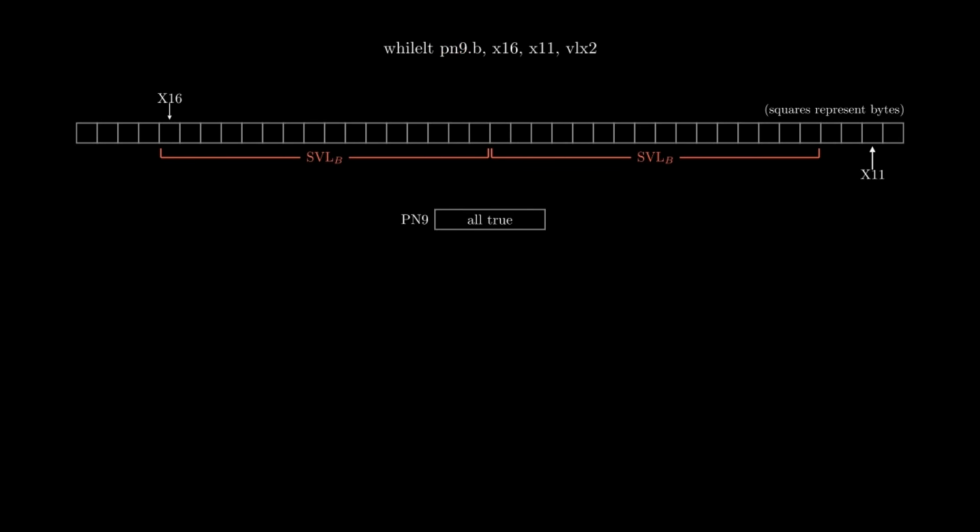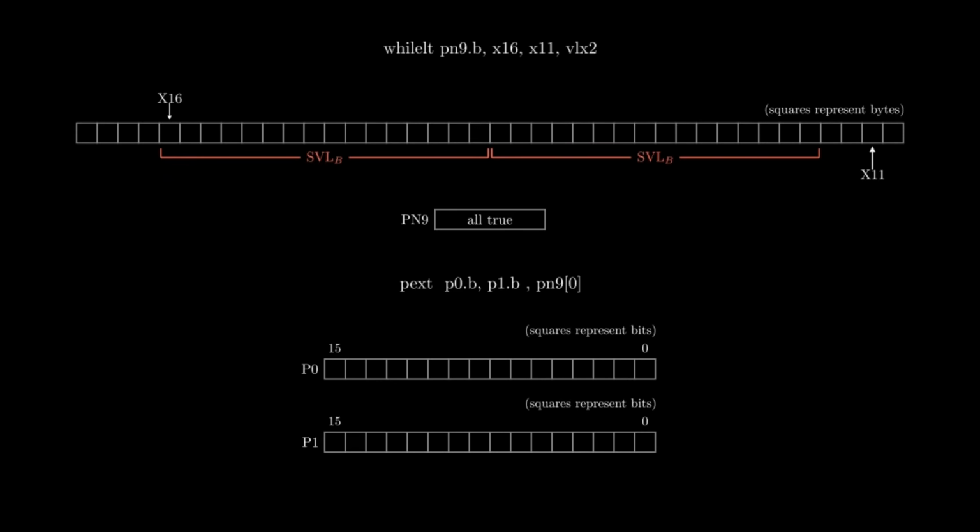We can extract the predicate-as-counter PN9 into 2 predicate-as-mask registers using the prext instruction. Predicate registers have size SVL divided by 8. For SVL of 128 bits, predicate registers are 16 bits in size. With byte encoding, each bit in the predicate registers represents whether a byte element is active. Since PN9 is all true, every bit in P0 and P1 is set to true.